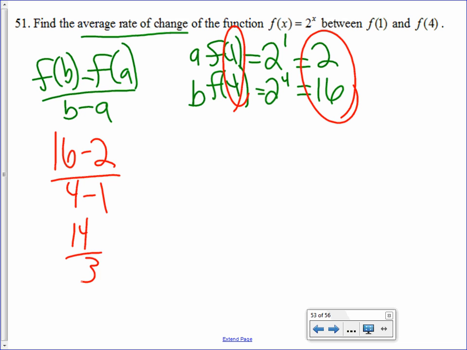14 over 3. That can't be reduced. That's your average rate of change. And remember, the average rate of change is the slope of the line that connects those points.